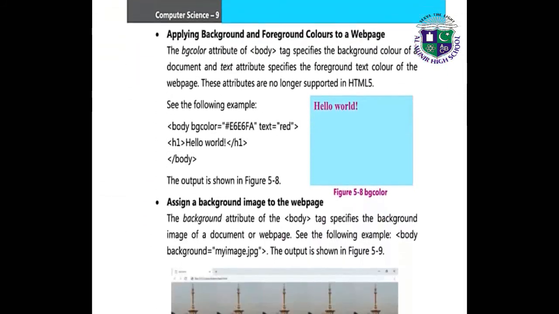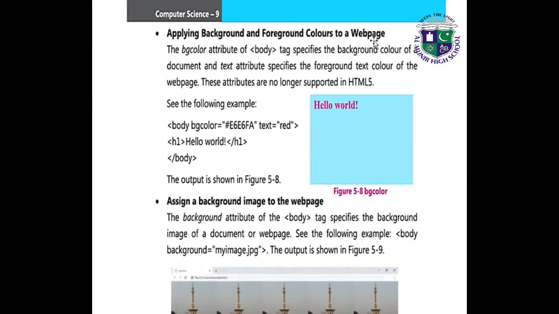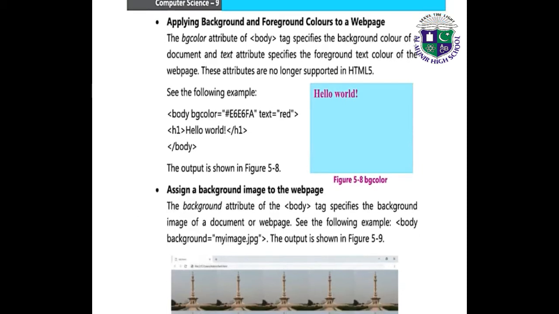HTML image. Applying background and foreground colors to a web page. The bgcolor attribute of the body tag specifies the background color of a document, and the text attribute specifies the foreground color, the text color of the web page. These attributes are no longer supported in HTML5. See the following example.